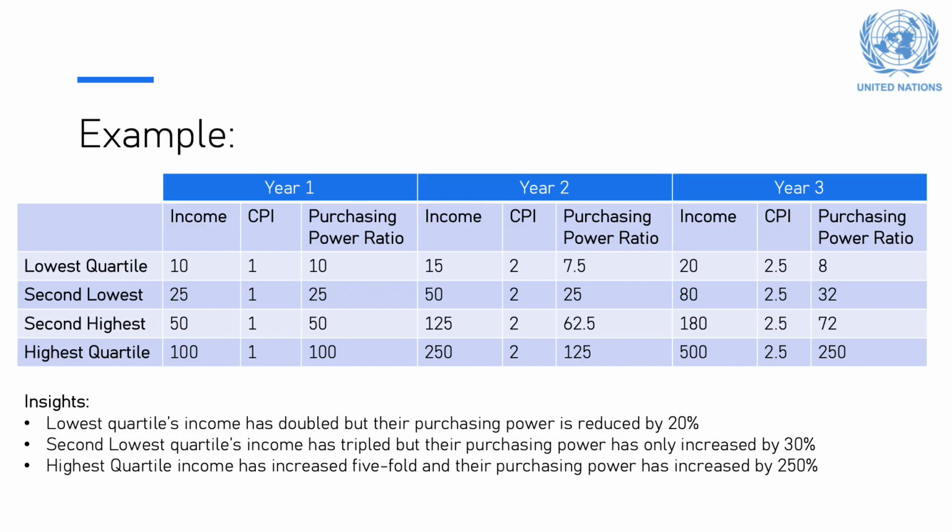Even though the income of both the lowest and highest quartiles increased, the highest quartile's purchasing power increased by 250%, while the lowest quartile's decreased by 20%, a massive increase in the wealth gap. What does this mean for GDP?